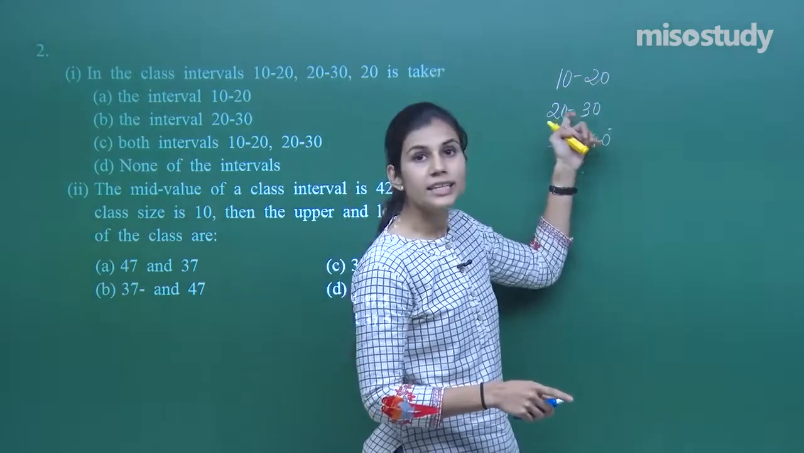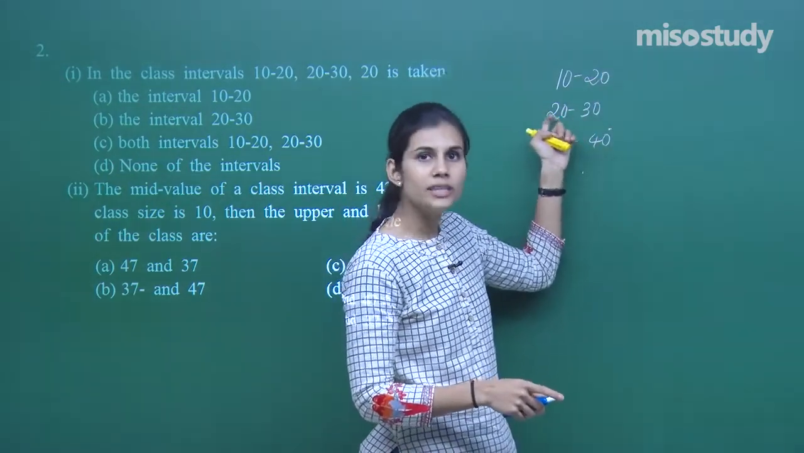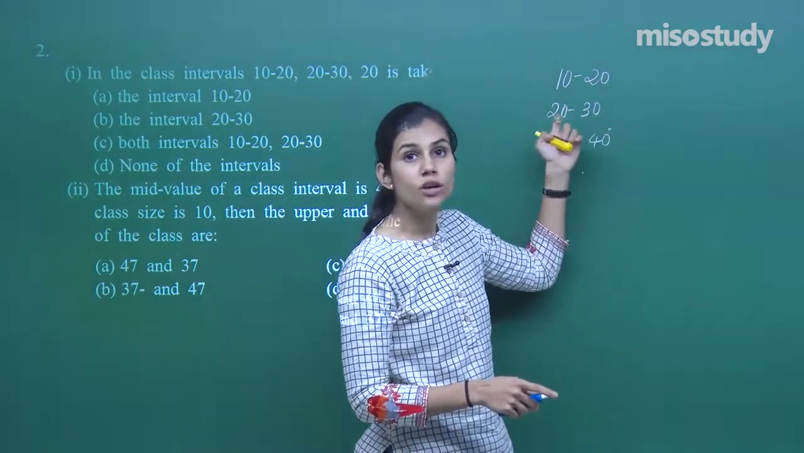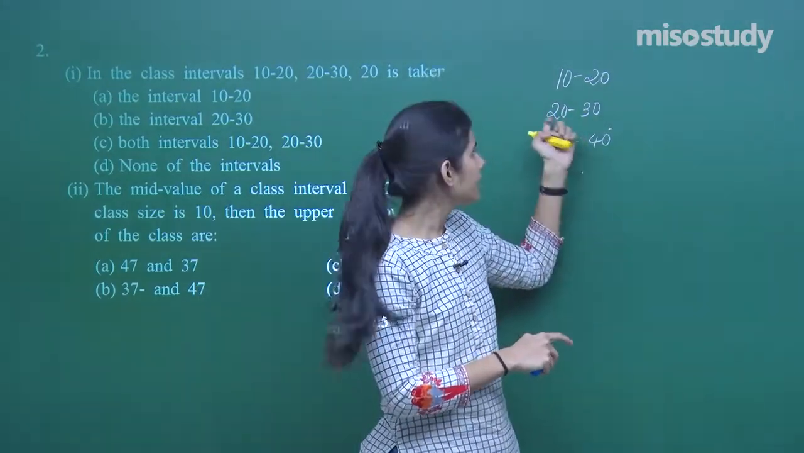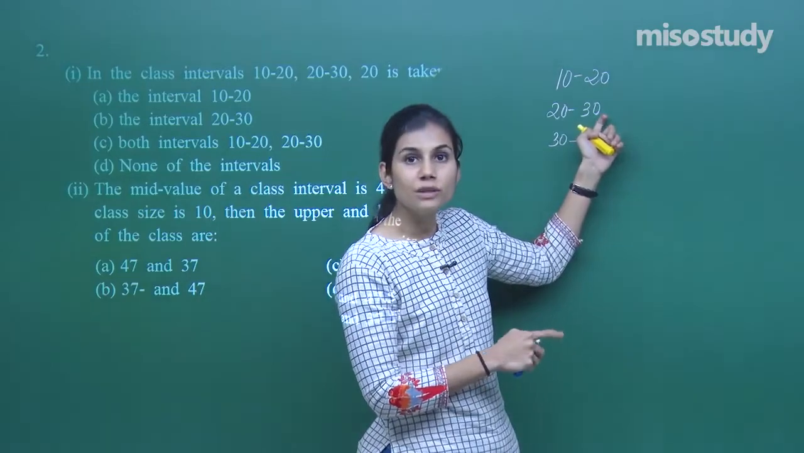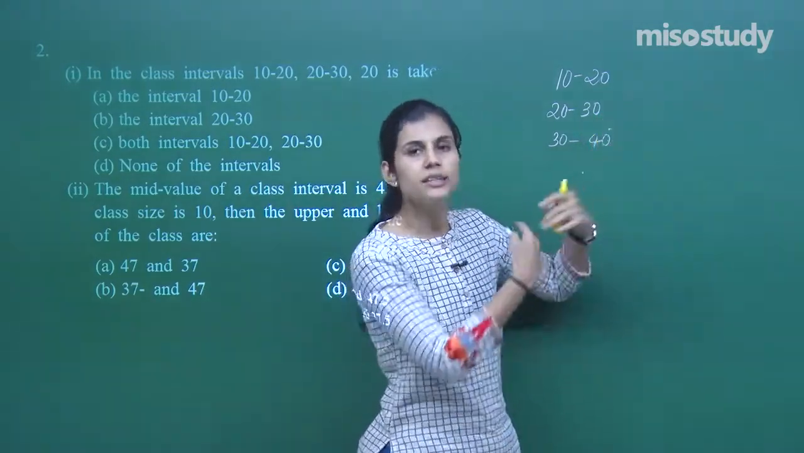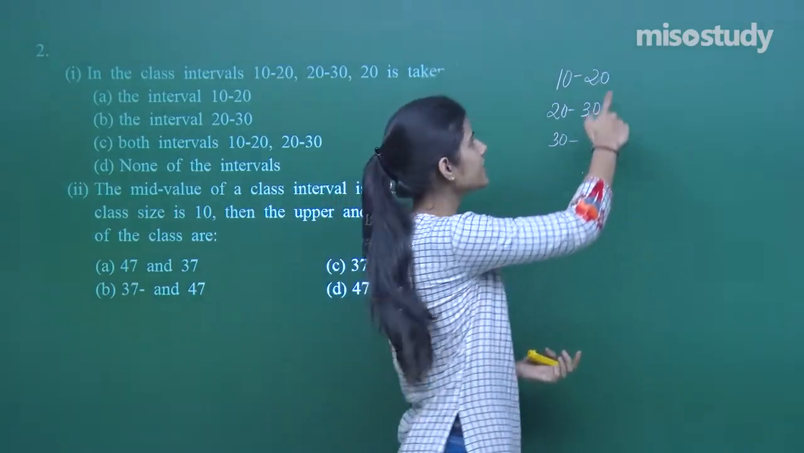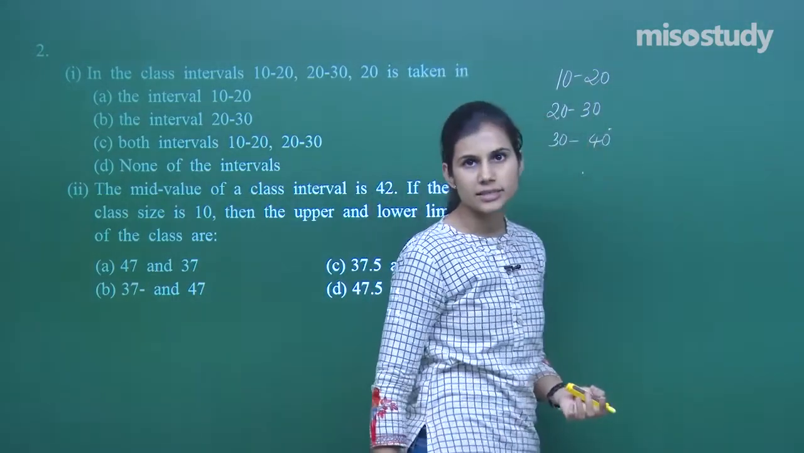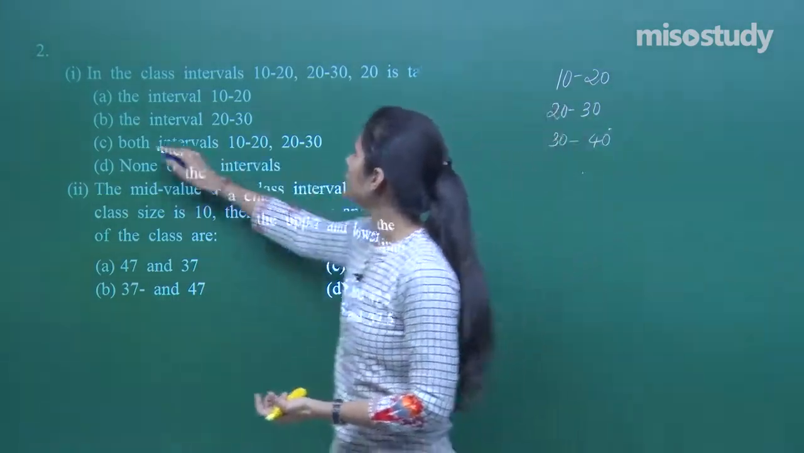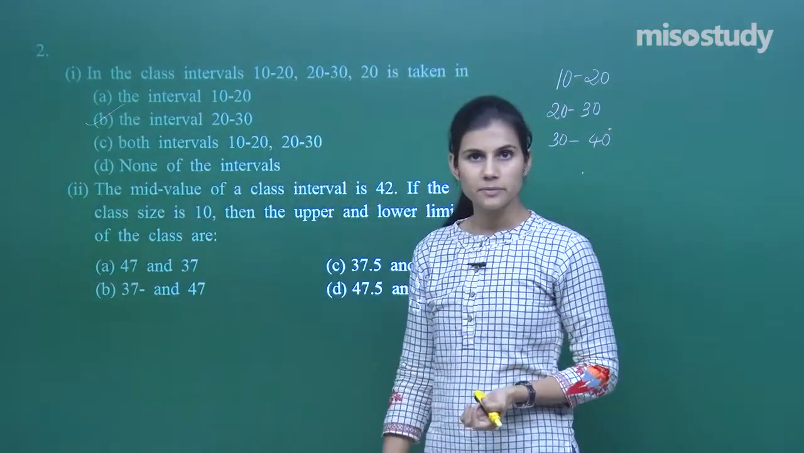20 is actually in the class interval 20 to 30, because it is sitting as the lower limit, and the lower limit of the class interval gets included in the class interval. In the class interval 20 to 30 are values from 20 to 29, 30 is excluded. So 20 is excluded in the 10 to 20 class interval, but 20 is included in the 20 to 30 class interval. So 20 is actually sitting in the 20 to 30 class interval.